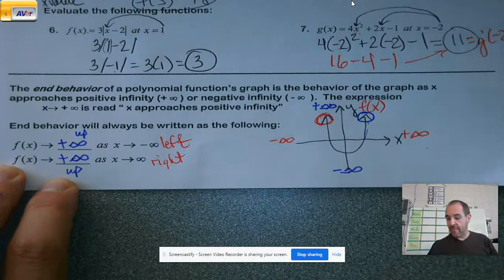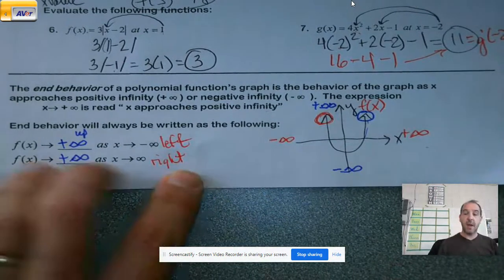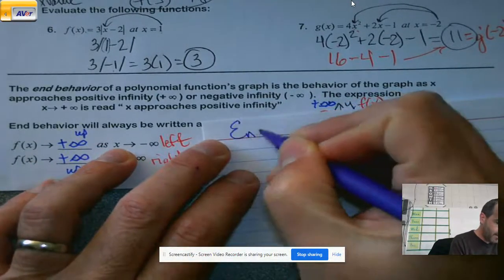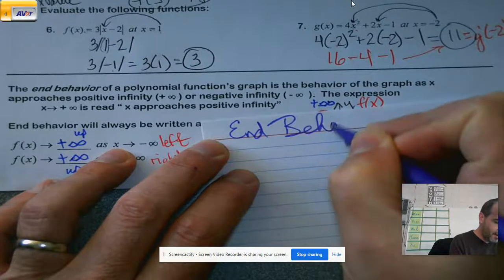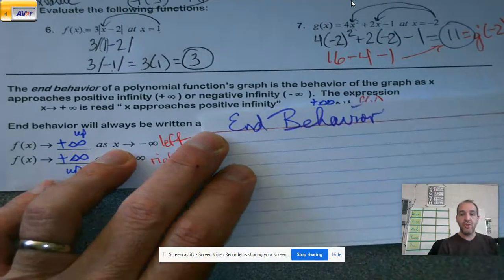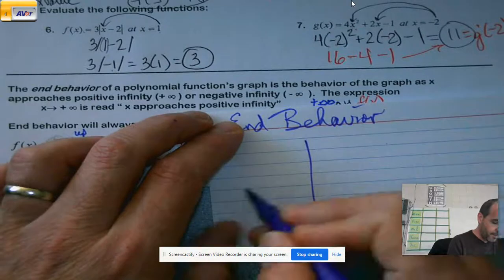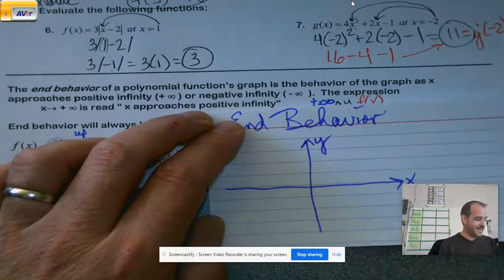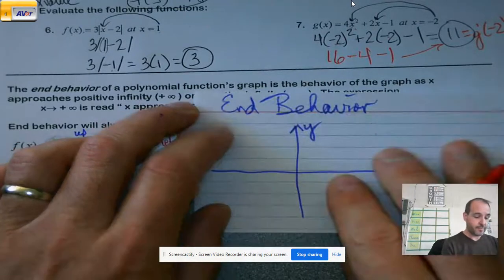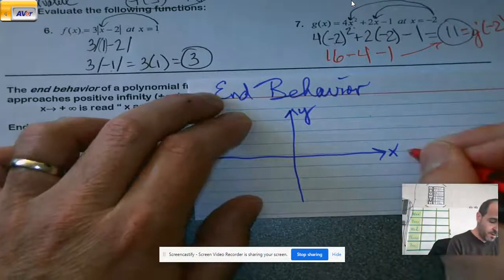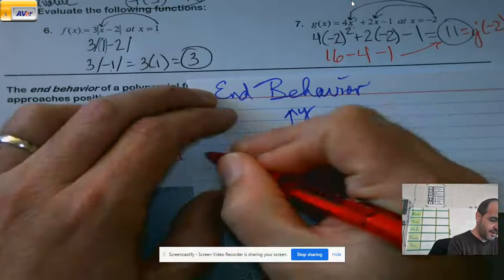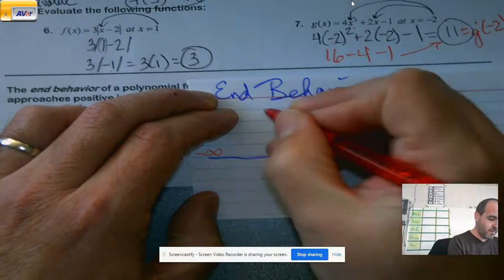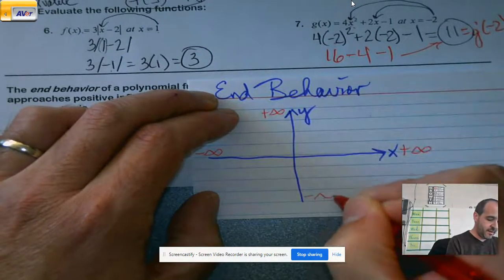I would find a piece of paper, I would find something, if I didn't want to have my notes out when I was doing end behavior, and I would do this. I'd say, okay, end behavior. If you need to pause me to go find a sticky note or something, do it. Because if you know these couple of basic things, this is not going to be hard. Okay, end behavior. Positive infinity, negative infinity. Y. Positive infinity, negative infinity.